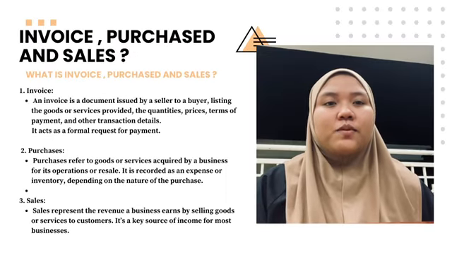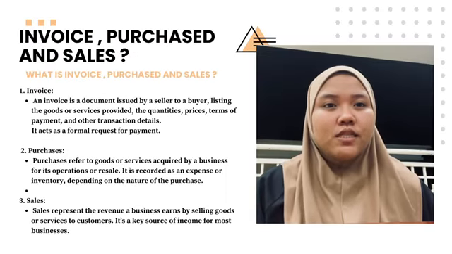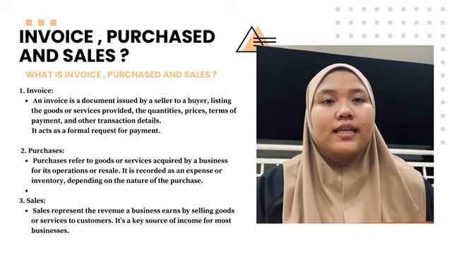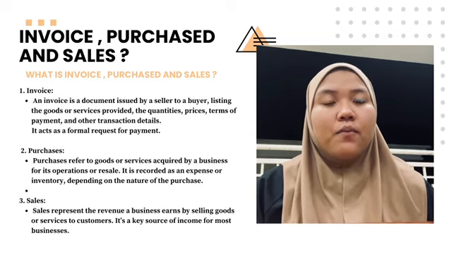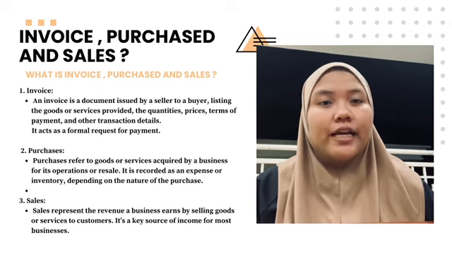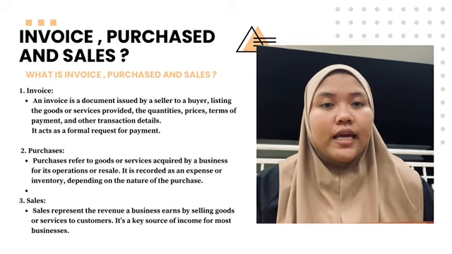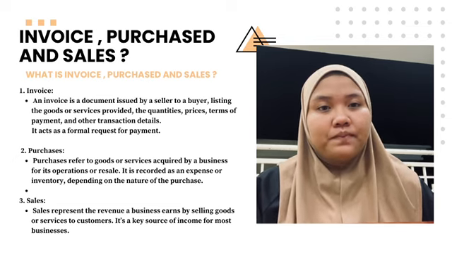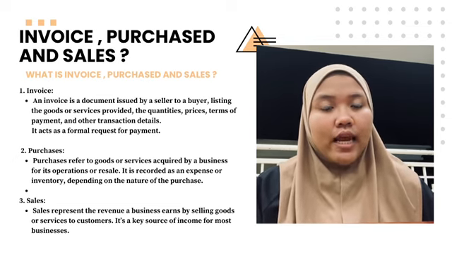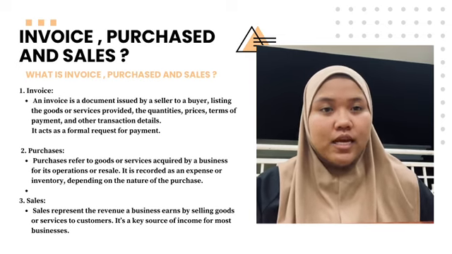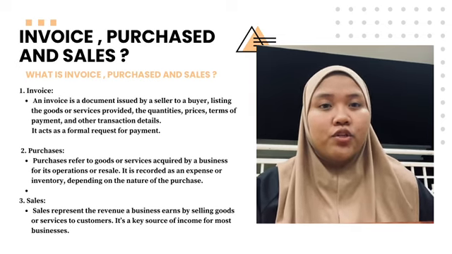Here is a simple explanation of invoice, purchases, and sales. First one is invoice. An invoice is a document issued by a seller to a buyer listing the goods or services provided, the quantity, price, terms of payment, and other transaction details. It acts as a formal request for payment. For example, a supplier sends an invoice to a business for delivering office supplies, specifying the total amount due.